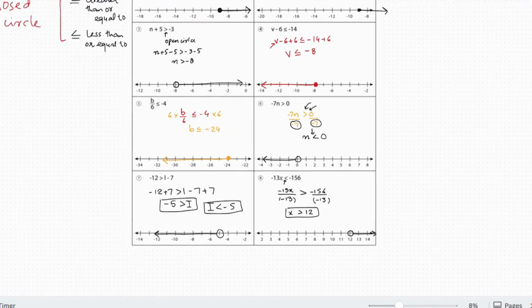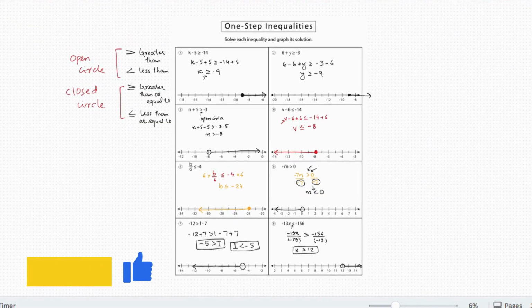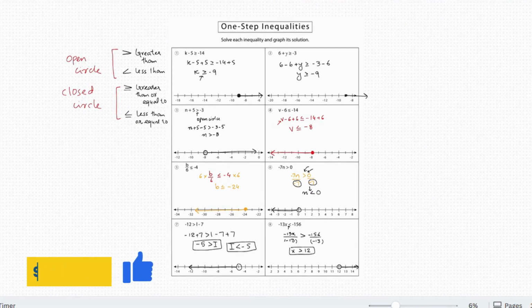So I hope you understood today's lesson. That was all about inequalities, like solving one step inequalities. I hope you understood the concept.